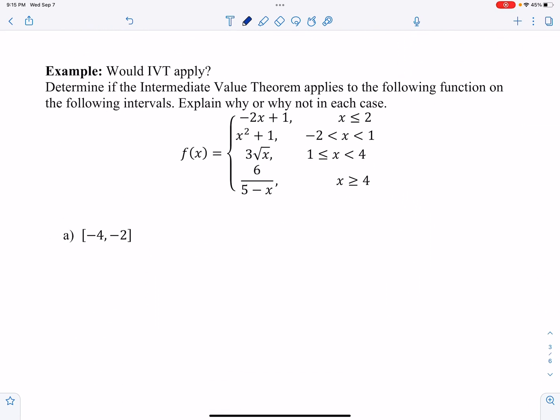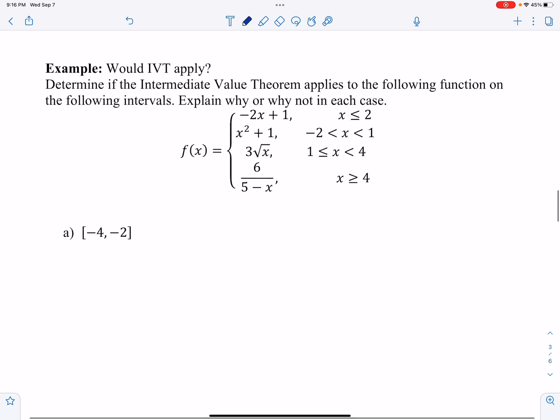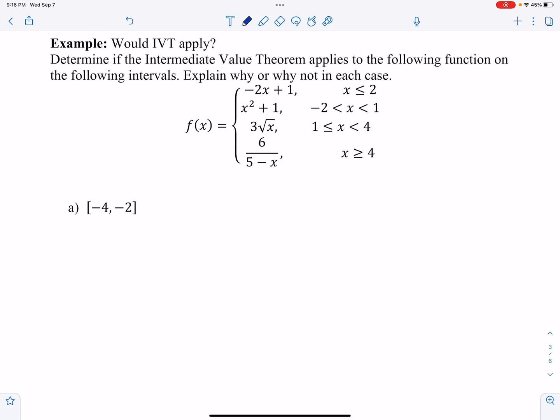Okay, so this is a piecewise function. Determine if intermediate value theorem applies on the different intervals that I've given. This is a pretty complicated looking piecewise function, but we think about those preconditions for intermediate value theorem. The function has to be continuous and defined on a closed interval. So we want to determine whether or not f of x is continuous on these different closed intervals.